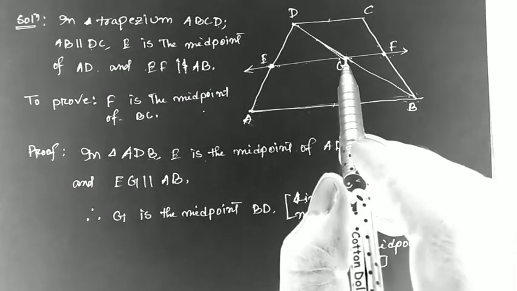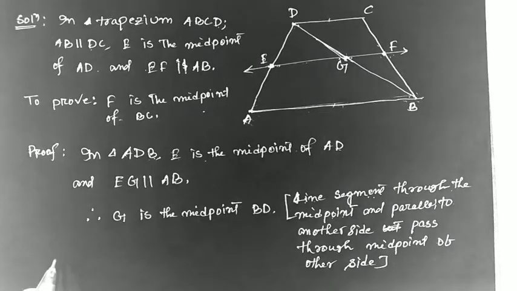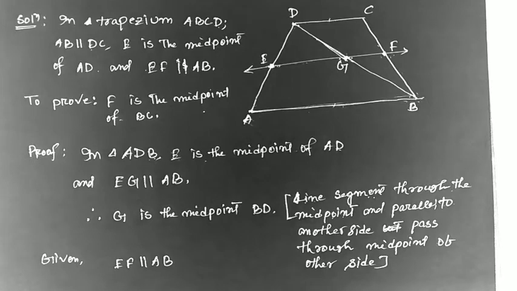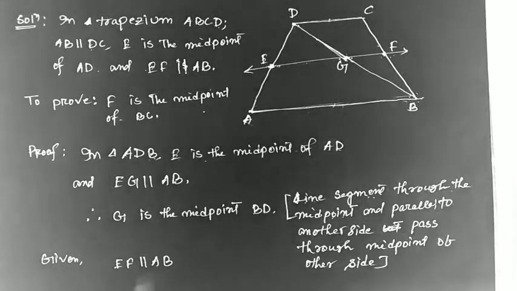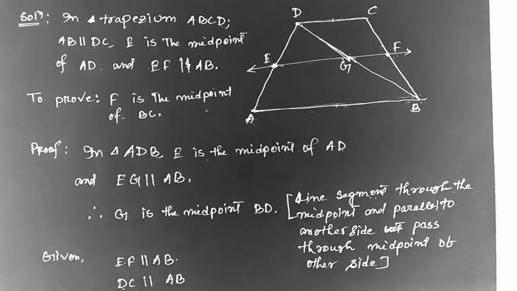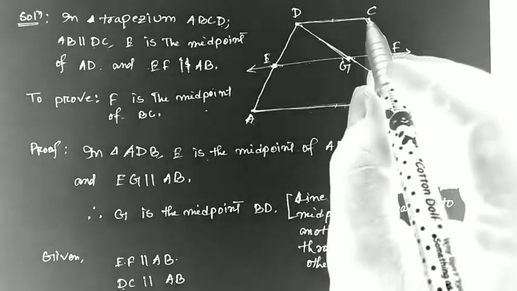Since G is the midpoint, now see, given EF is parallel to AB. Again DC is parallel to AB. It is also given DC is parallel to AB. Since EF is parallel to AB and DC is parallel to AB, therefore EF and DC are also parallel. EF is parallel to DC. That means this EF is also parallel to DC.